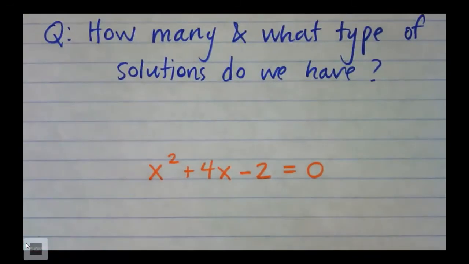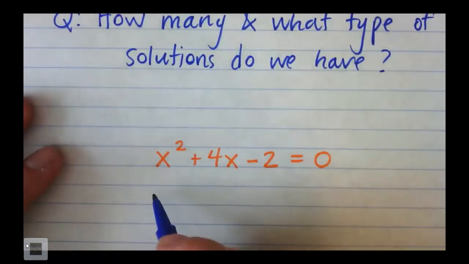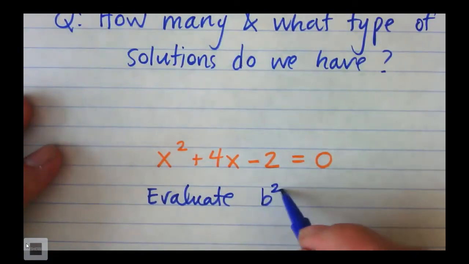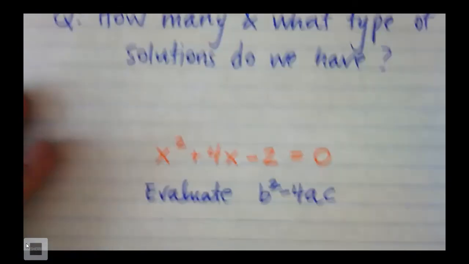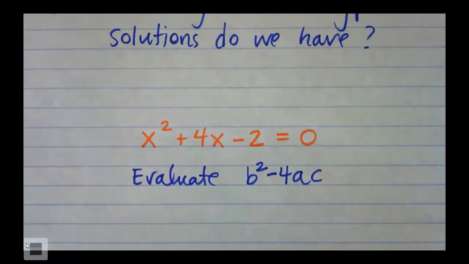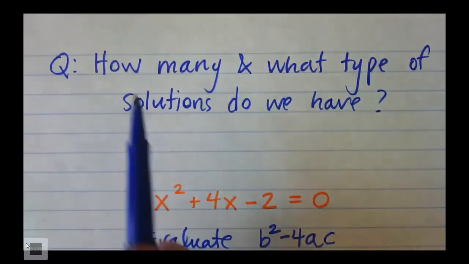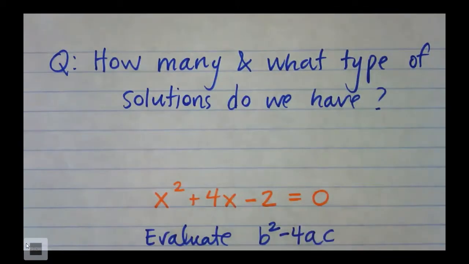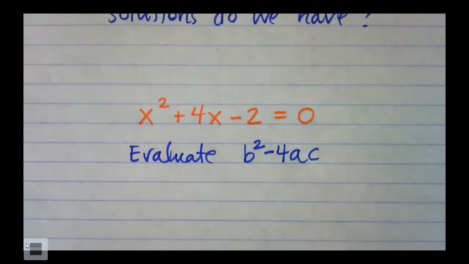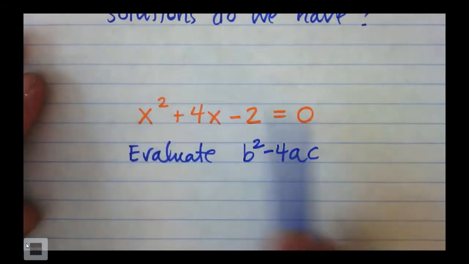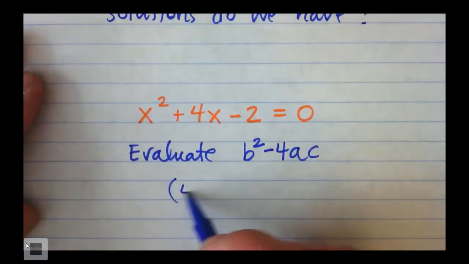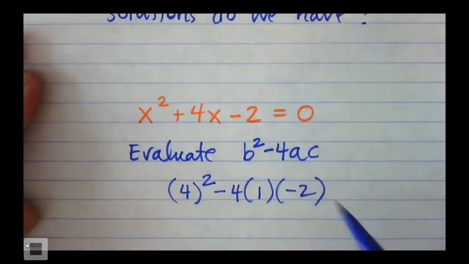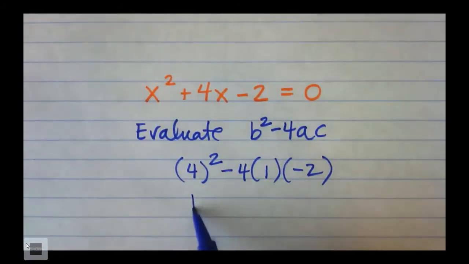Here is a quadratic, and what I want to do is evaluate the following expression, b squared minus 4ac. We're not going to do the quadratic formula because it doesn't say what are the solutions, it just says how many and what type of solutions do we have. So we're going to use this b squared minus 4ac, and we're going to use the values of a, b, and c. So we're going to plug them in. So b is 4, a is 1, and c is negative 2. And we're going to work this out and see what we get.